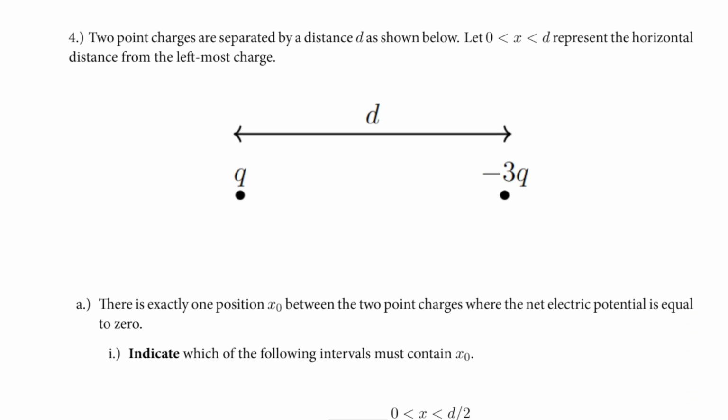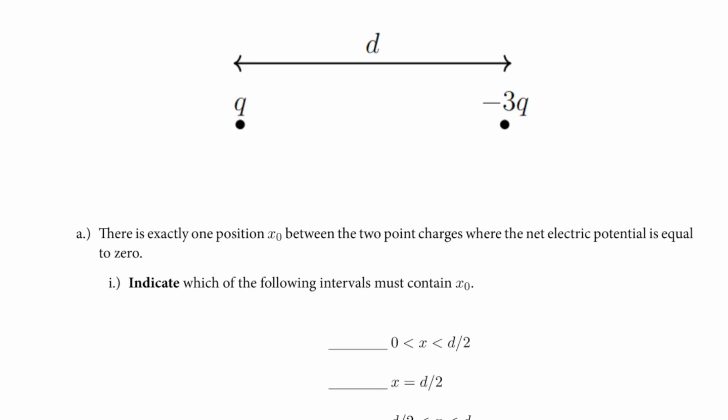So now we'll revisit an E-field problem we did before, where we had two positive charges and we found the 0 field location between them. This time, we have two opposite charges, and we are going to be looking for the location of 0 potential between them. So first, let's just justify that a 0 potential location exists.